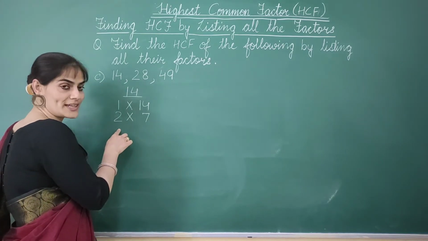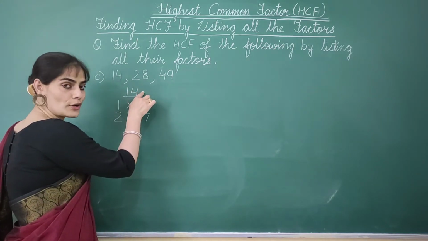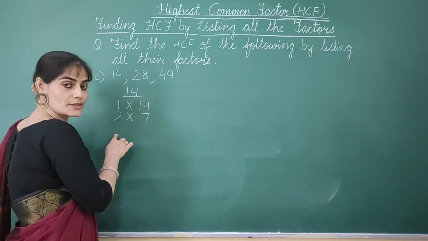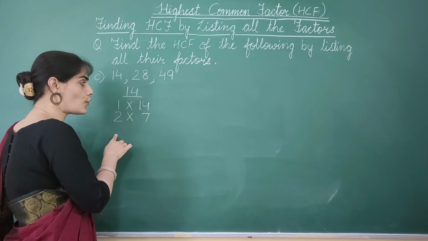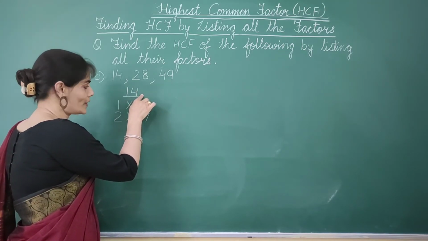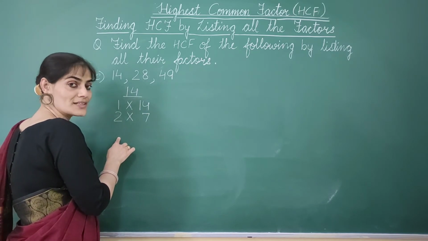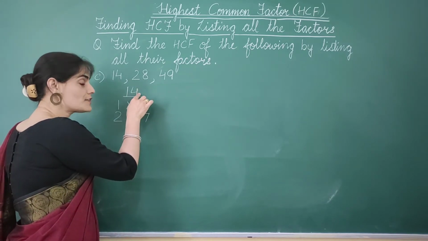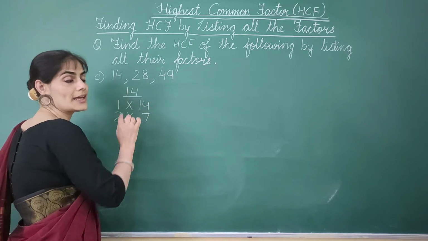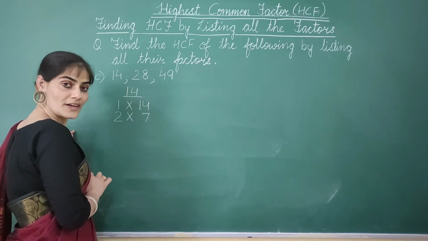The next counting number is 3. In the table of 3, we don't get 14. Next counting number is 4. Now we don't get 14 in the table of 4 as well. Next counting number is 5. Now 5 is not going to be its factor as it is not ending in a 0 or a 5.